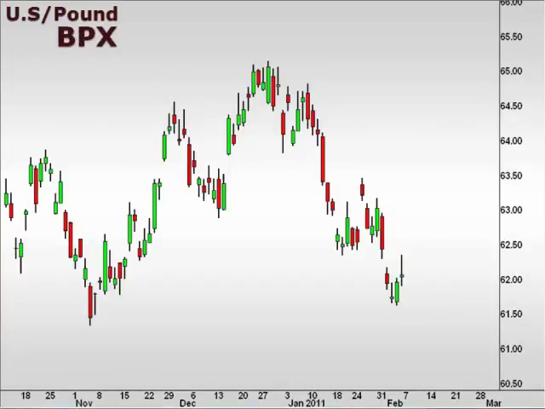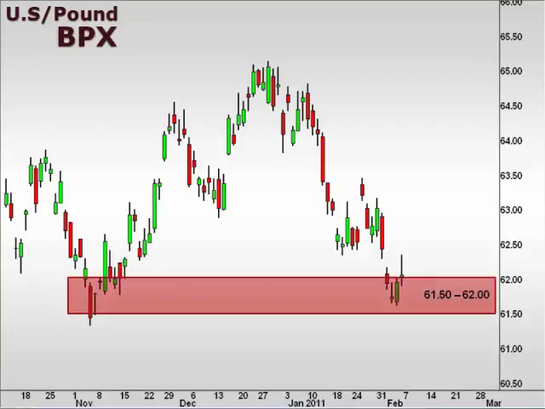Let's take a look at the BPX, the U.S. versus the British pound. Well, the BPX continued lower, testing support at 61.5, 62. Now, Friday's close appeared to be somewhat indecisive. However, a follow-through to the upside should test the 62.5, 63 focal zone for resistance. Failure to hold 61.5 signals a continuation of the downtrend.